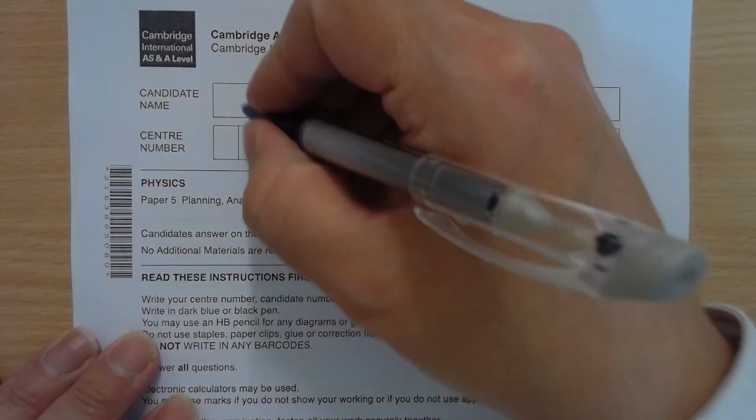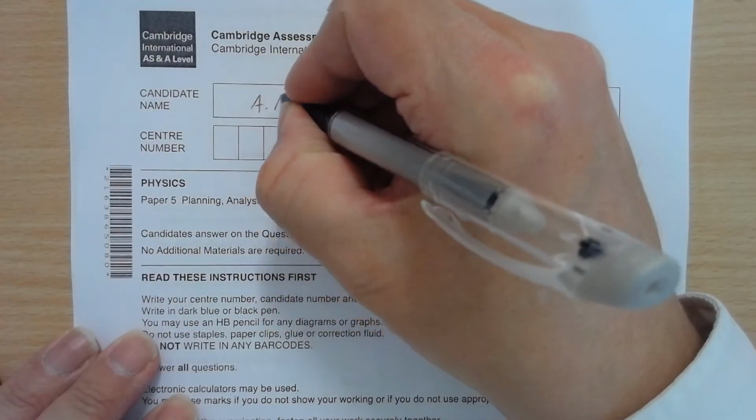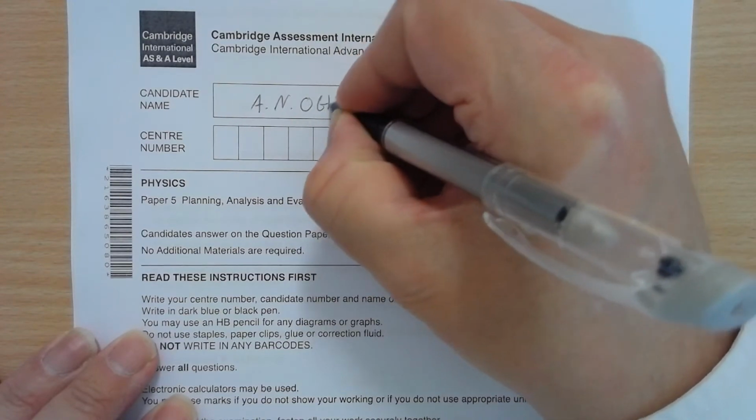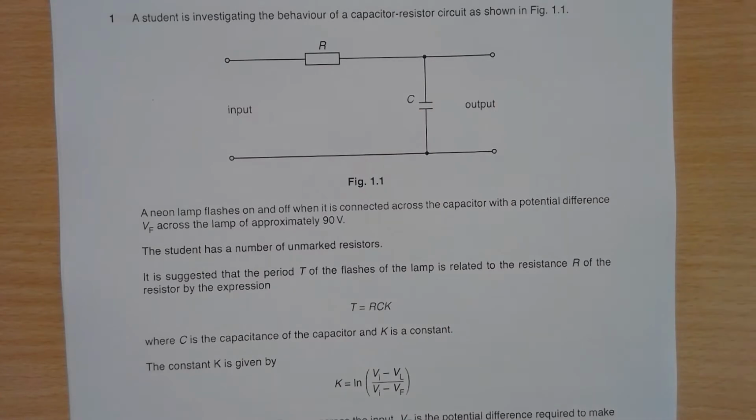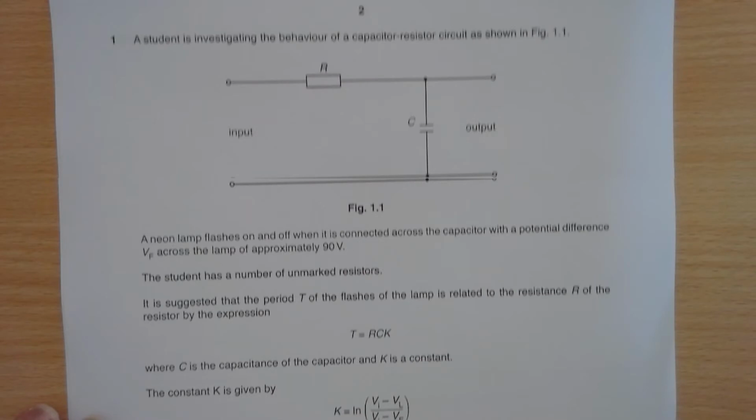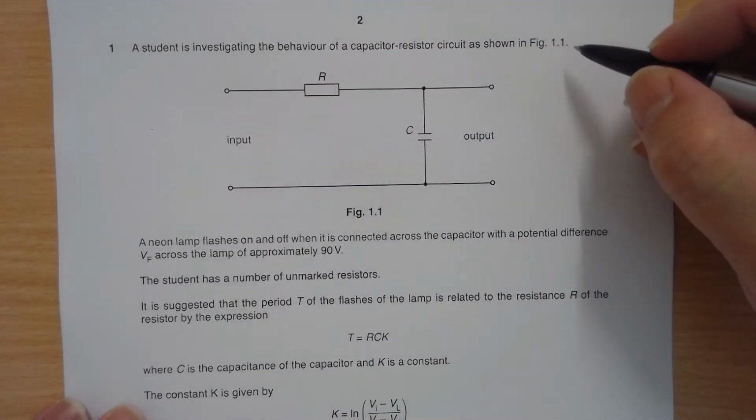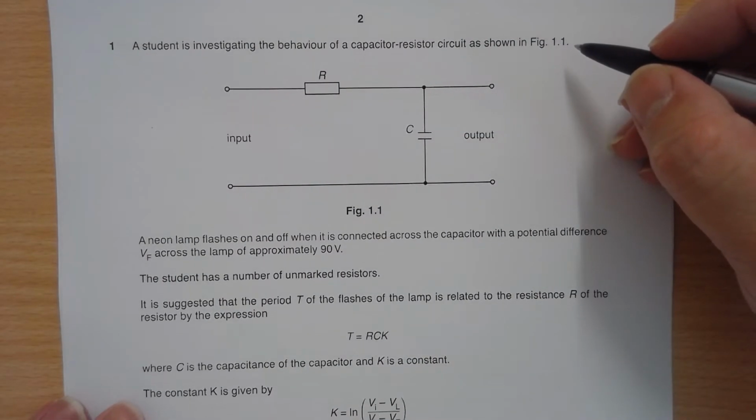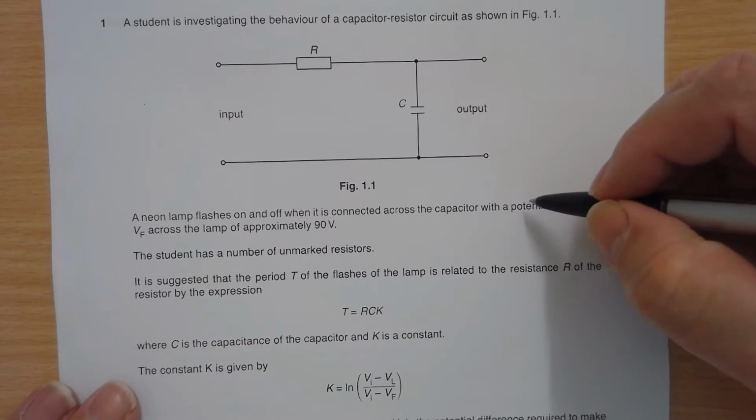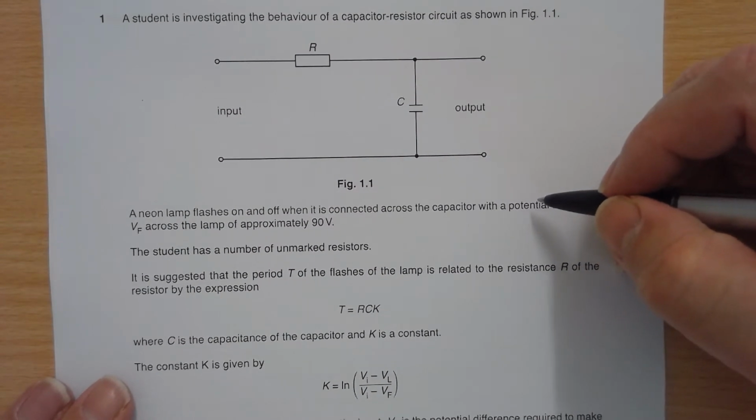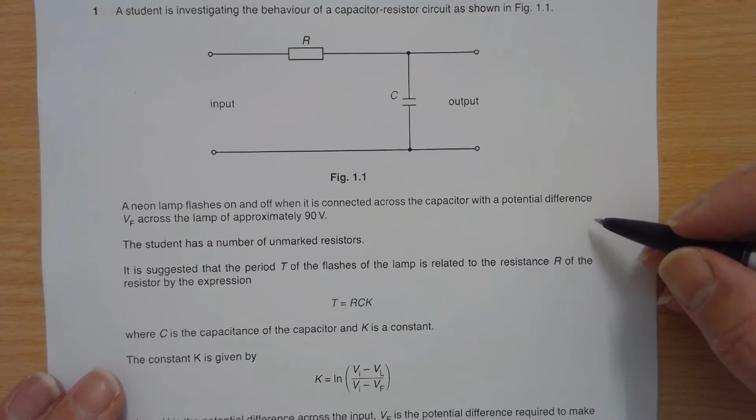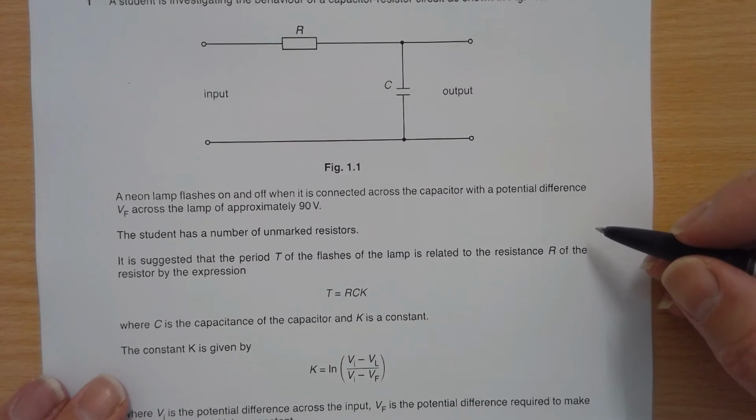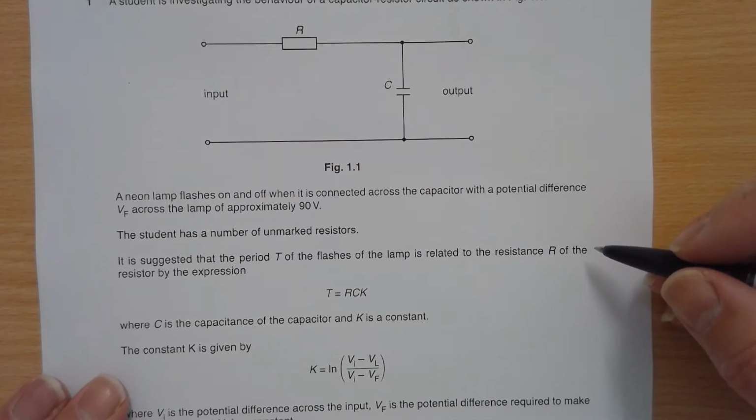So you'd start obviously by putting your name, and then you'd tackle your first question. Now you notice that there's no formula sheet here, so we're going straight into the questions. A student is investigating the behaviour of a capacitor circuit shown in figure 1.1. You've got a neon lamp that flashes on and off when it's connected across the capacitor with a potential difference VF of approximately 90 volts. The student has a number of unmarked resistors, so they don't know the resistance of them.